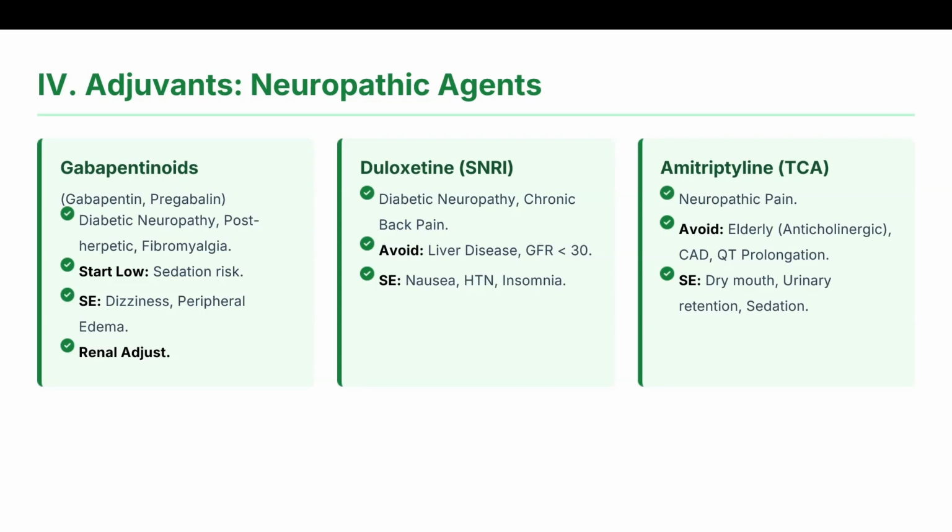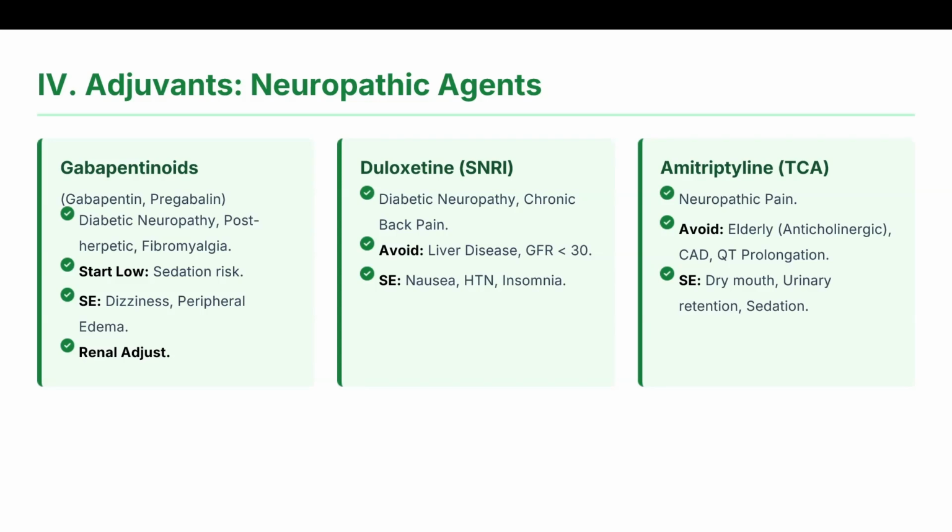So next is duloxetine, which is an SNRI. It is used for diabetic neuropathy, chronic back pain, osteoarthritis. Ensure to avoid in liver disease and eGFR less than 30. So when the liver and kidneys are affected, avoid duloxetine. Side effects are nausea, hypertension, and insomnia.